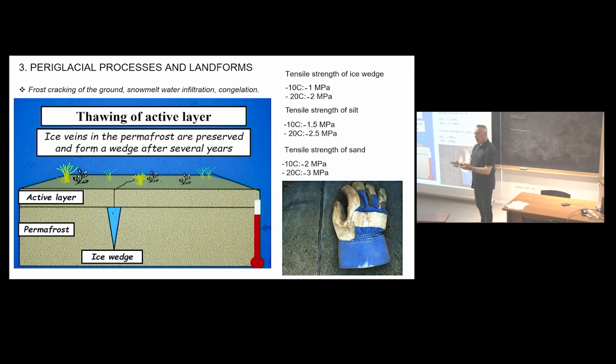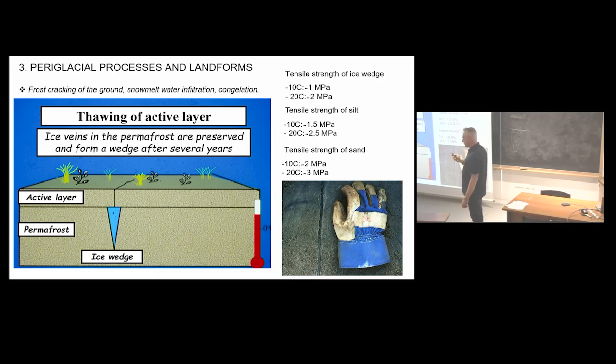Then the active layer will thaw. So this ice vein in the active layer will melt, definitely, but the one that is in the permafrost will remain. So frost cracking goes, in the Arctic, from 2 meters up to 4 meters deep. So then you have this ice vein that is 4 meters in the ground. This cycle will be repeated year after year.